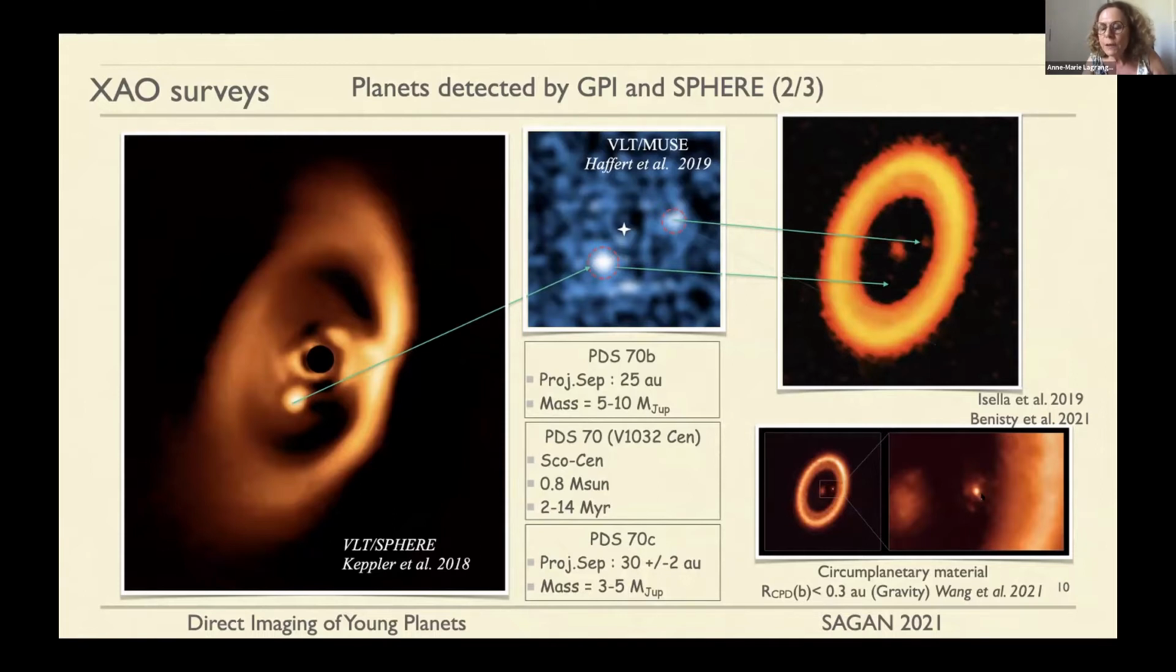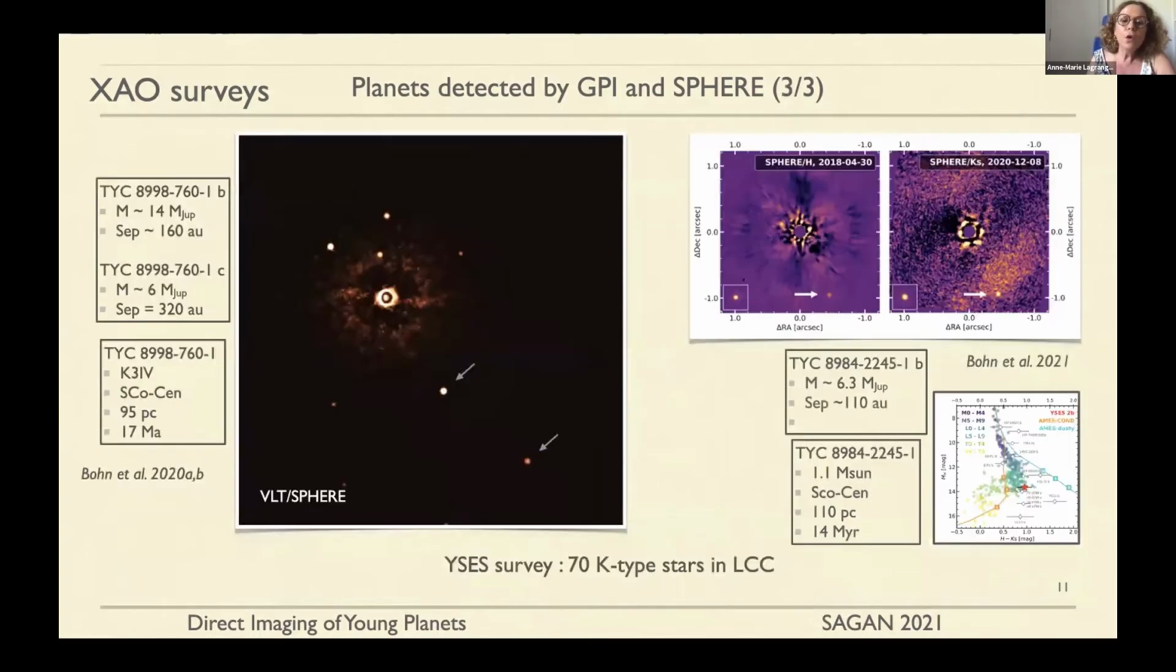And earlier today, there was this press release by ESO showing that there is a circumplanetary disk around PDS 70c. So you see here, this is a perfect example of what you can do combining direct imaging of planets with disks. There is really a lot to do in that field.